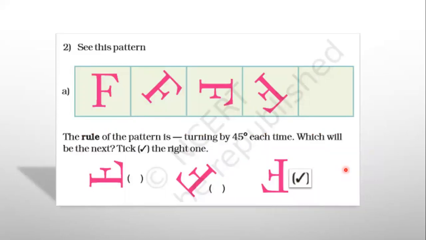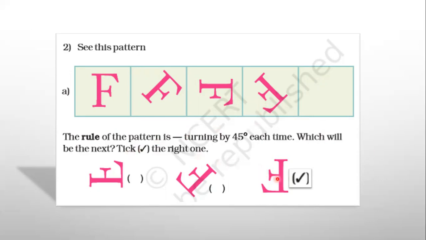Now the next question is, some patterns are given. F. The rule of the pattern is turning 45-degree. Here the design is making a turn of 45-degree, and we have to find out which figure will be the next turn. Here F is there. When it makes a 45-degree turn, 1/8 turn, it will be looking like this, and in the next 45-degree turn, it will be looking in this position, and next it will look like this. Can you say what will be the next?